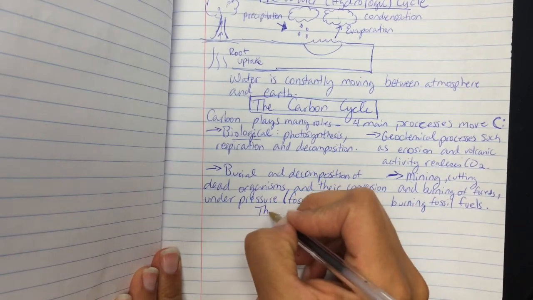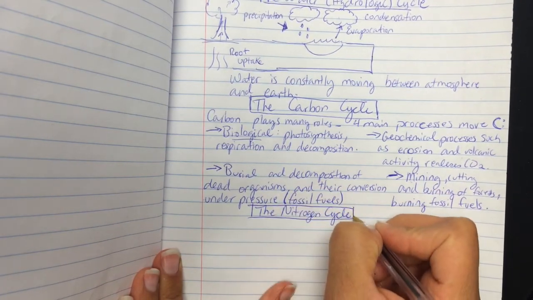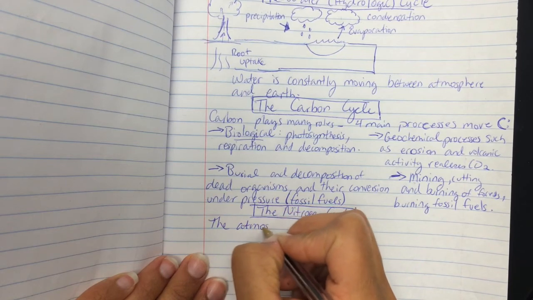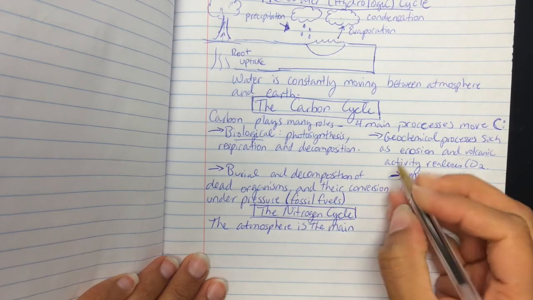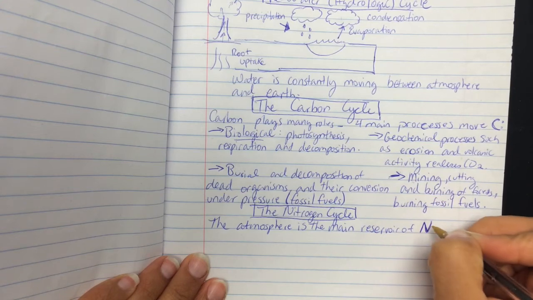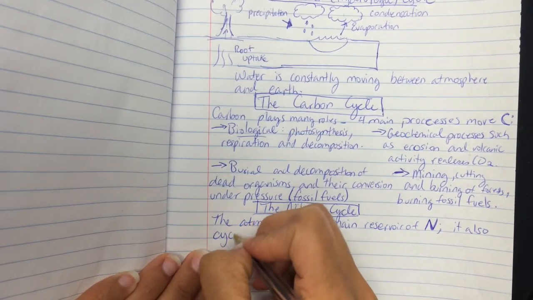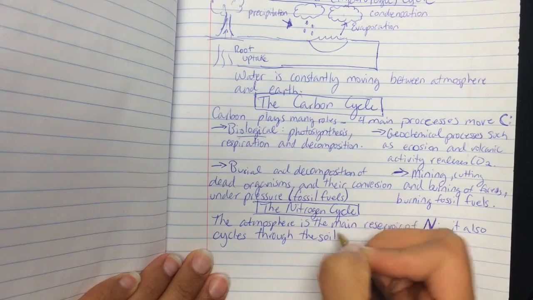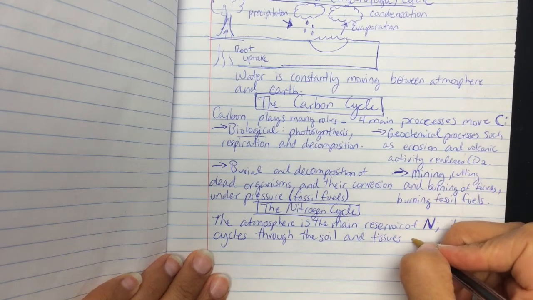Another really important cycle is the nitrogen cycle. Nitrogen is really important in proteins and also in DNA, so it's super important for us. The atmosphere is the main reservoir of nitrogen. I'm going to give it just the letter N, that's its atomic symbol. It also cycles through the soil and tissues of living things. We're going to play a little game about this in class so you'll see exactly where the nitrogen travels.